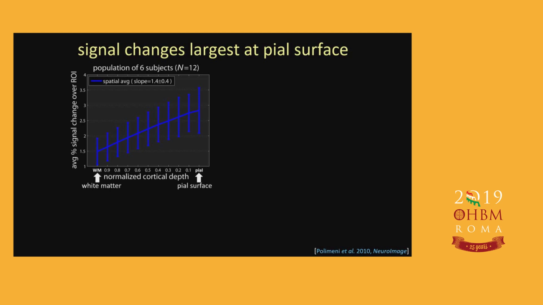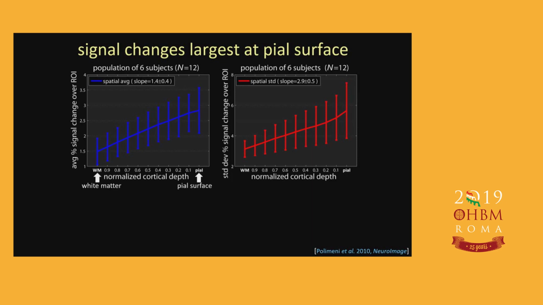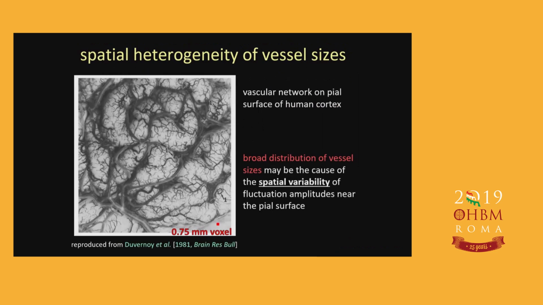So we see the steady increase in the sensitivity of the signal as we sample closer to the pial surface. We also looked at the spatial variability of the percent signal change, and what we saw was that near to the white matter, we saw pretty much the same kind of low, small percent signal changes everywhere. But when we sampled near to the pial surface, we saw both big percent signal changes and small percent signal changes, which we think are reflecting the spatial heterogeneity of vessel sizes on the surface.